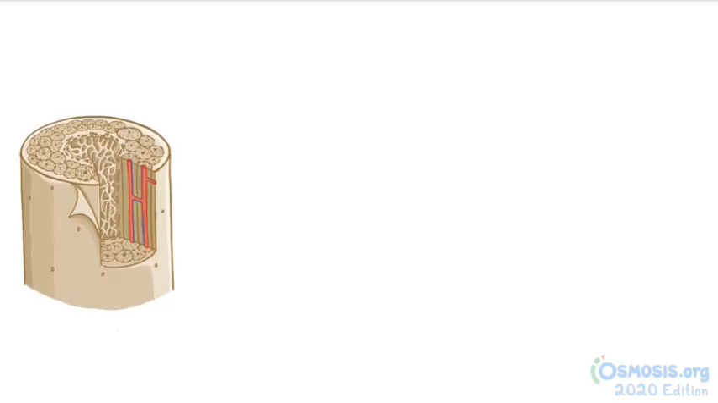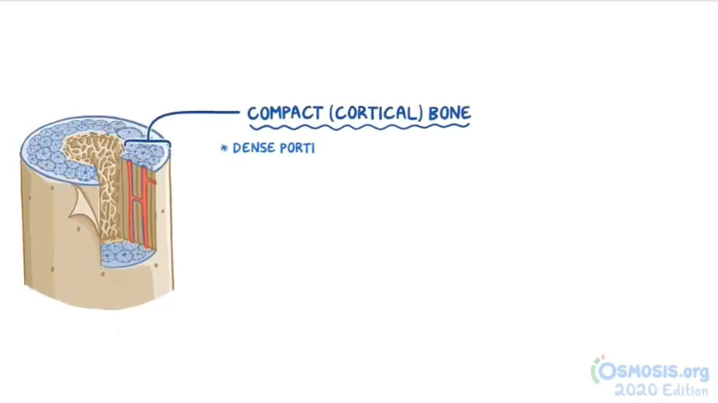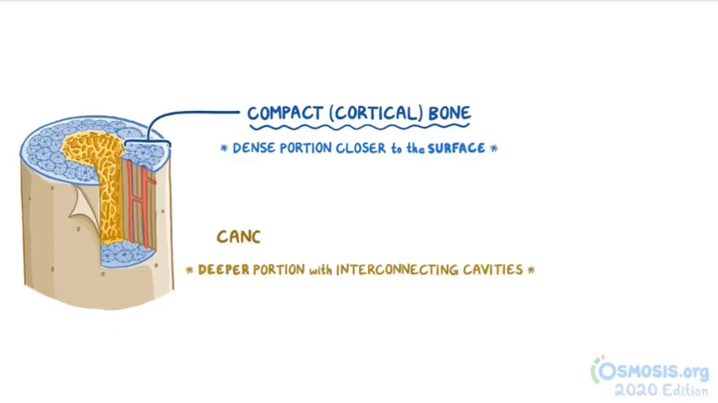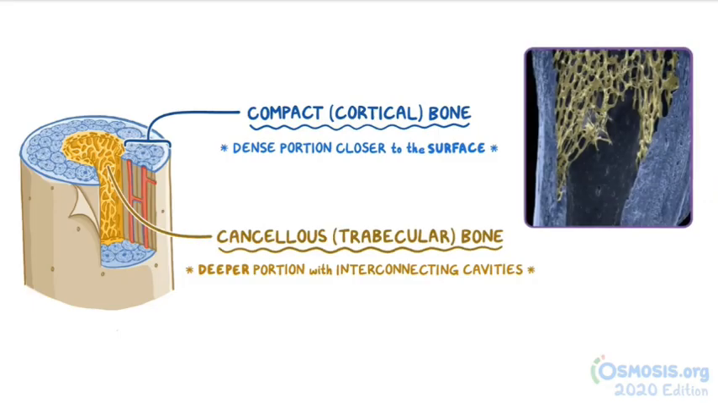Morphologically, there are two main types of bones. The compact, or cortical bone, is the dense portion that's found closer to the surface of bones. The deeper portion of bones have interconnecting cavities and are called the cancellous, or trabecular bone. In this electron microscopy, or EM, image of the tibia, the compact bone is blue, and the more central trabecular bone is yellow.